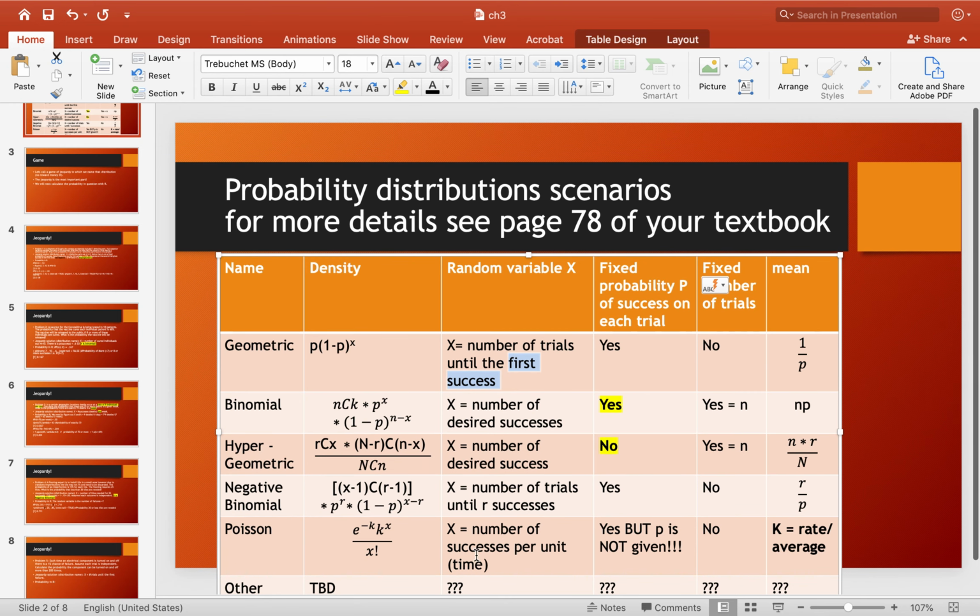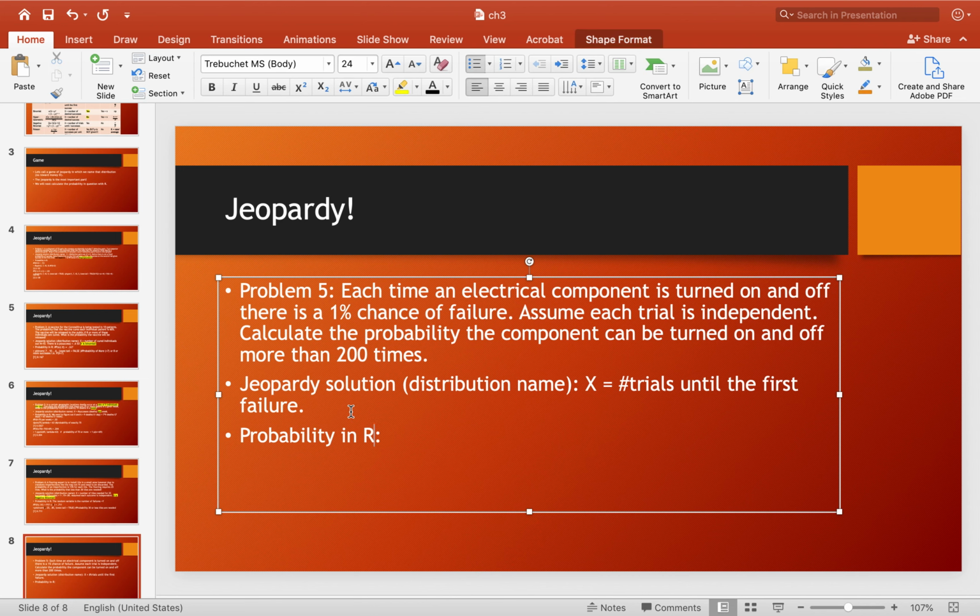This one is not Poisson. I don't have an average or a rate given. I have a probability. And I'm going to go with a geometric here. So X is geometric. Now, I'm being asked to calculate the probability X is more than 200.